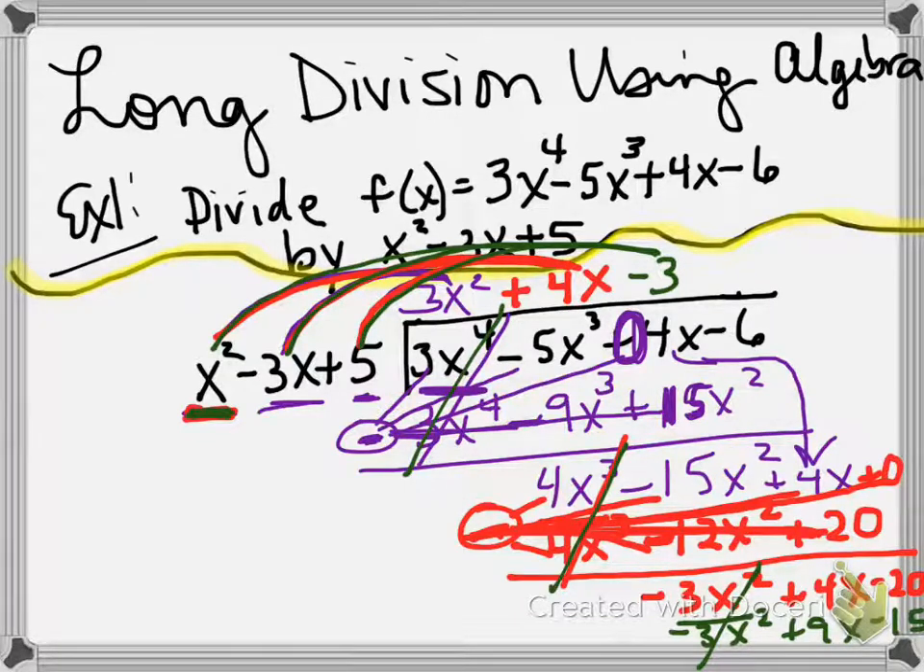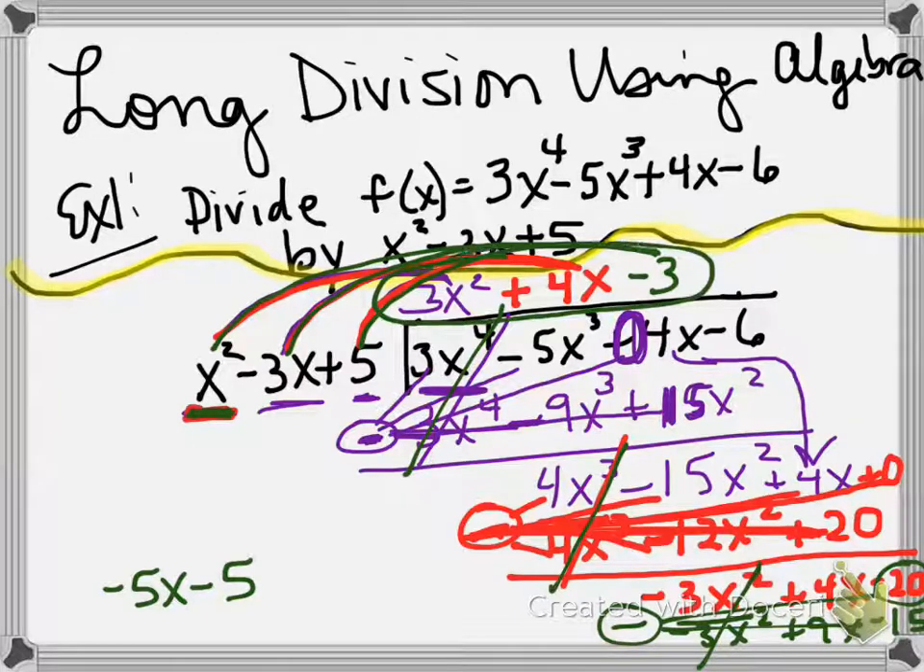Negative 3x squared minus negative 3x squared cancels. 4x minus 9x is negative 5x. Negative 20 minus negative 15 is negative 5. And so my answer is going to be 3x squared plus 4x minus 3. So I'm going to have 3x squared plus 4x minus 3.